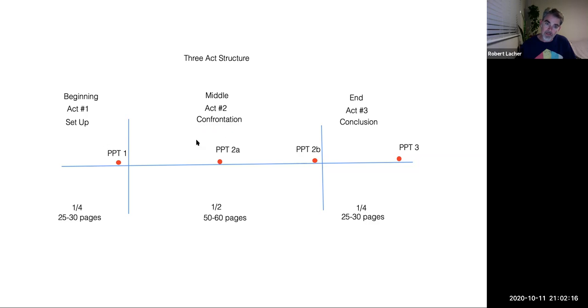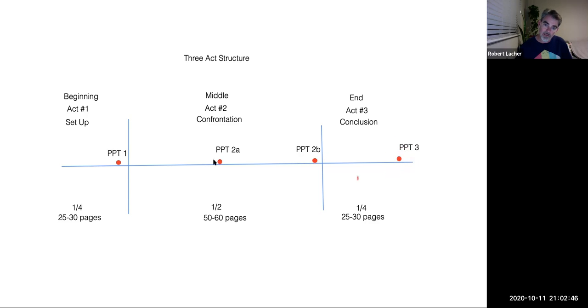The middle part is the confrontation, where the main character goes on the journey to try to achieve a goal that was set up in Act 1. And the antagonist or the villain or villains will try to stop the main character from achieving that goal. And Act 3, the conclusion or the final conflict, where the main character achieves that goal or maybe pursues a completely different goal.